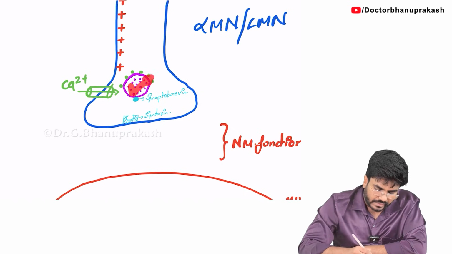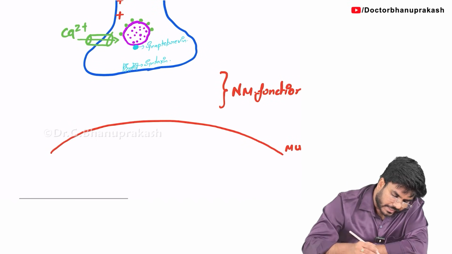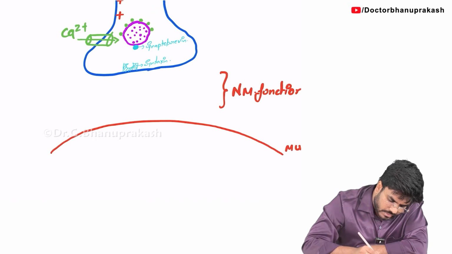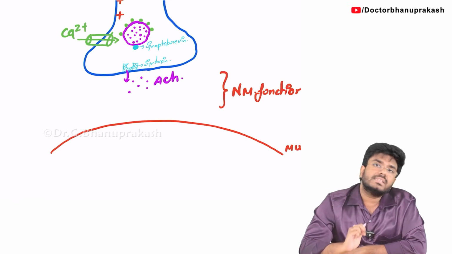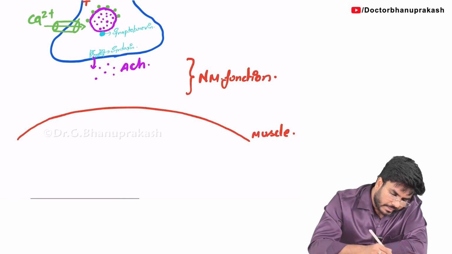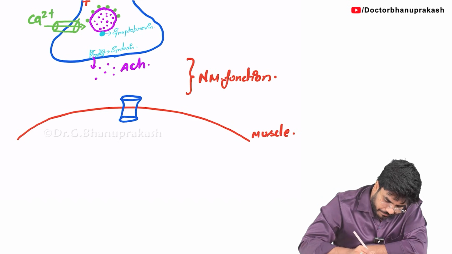So synaptobrevin will come and fuse with what? Syntaxin. So who will be released? There is exocytosis of the neurotransmitter. The neurotransmitter acetylcholine is going to be released into the neuromuscular junction. Now what will this acetylcholine do? It will go and bind with its receptor. Here is the receptor of acetylcholine, which is actually an ion channel.